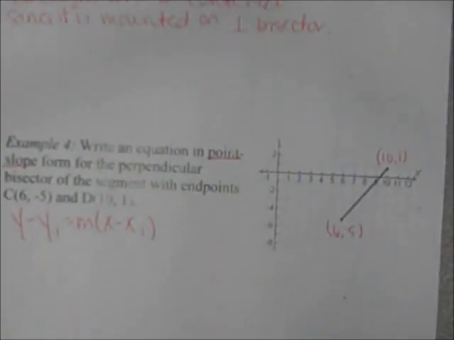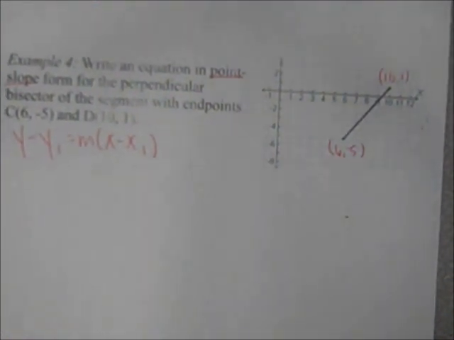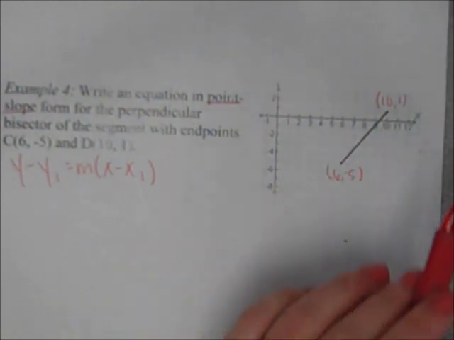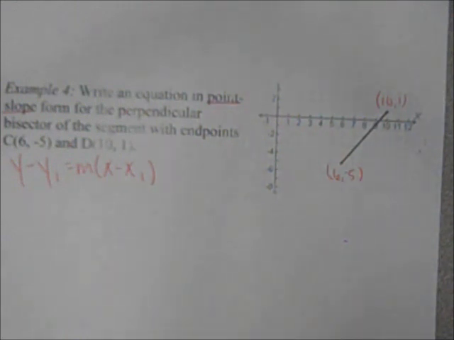Okay, now this last one is your algebra approach here. Write an equation in point-slope form for the perpendicular bisector of the segment with endpoints (6, -5) and (10, 1). This is an example you want to hold on to very closely because this is really important. You're going to do this now. You're also going to do this again in pre-cal, and so she's going to expect that you know how to do this, and so will I.